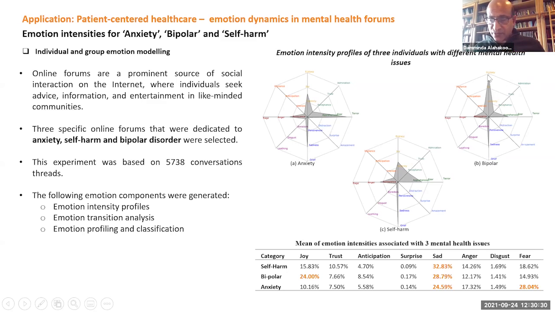And the bipolar, you can see from ecstasy to grief, that's a very big change. While self-harm, it's the grief that's coming out, and anxiety, it's the fear and the sadness. We have generated some numbers, the percentages, and you can see that in self-harm, the sadness comes out very prominently. Bipolar, interestingly, the joy and the sad are the key. The 2 very different but prominent emotions. And anxiety, you can see the sadness and the fear coming out.